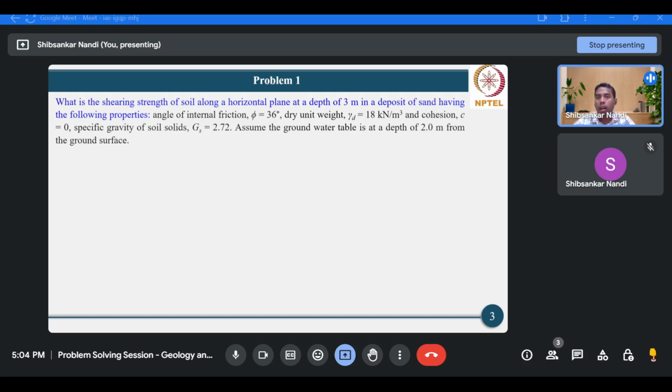It has been asked: what is the shearing strength of soil along a horizontal plane at a depth of 3 meters in a deposit of sand having the following properties. Now, what are these properties? First of all, the angle of internal friction phi is mentioned as 36 degrees. Dry unit weight gamma d is given as 18 kilonewton per meter cube.